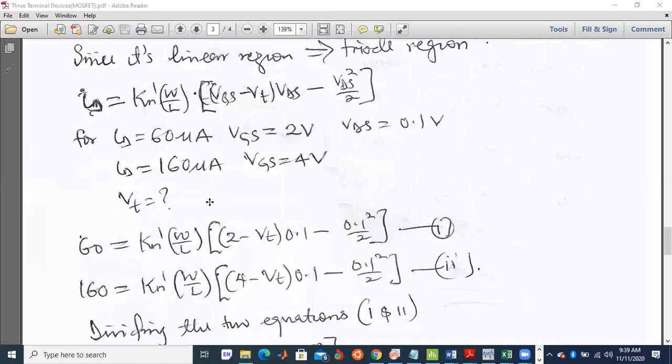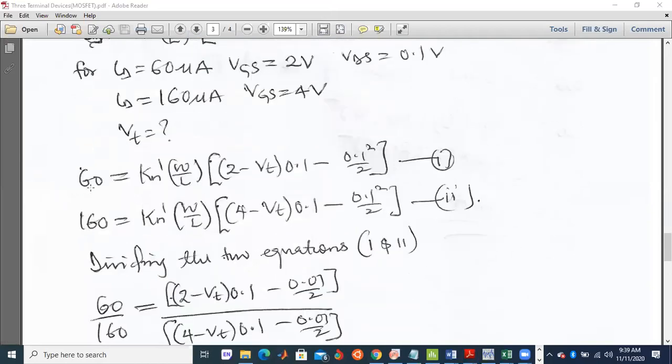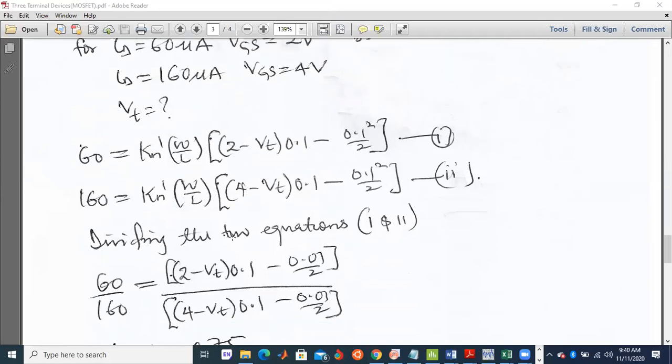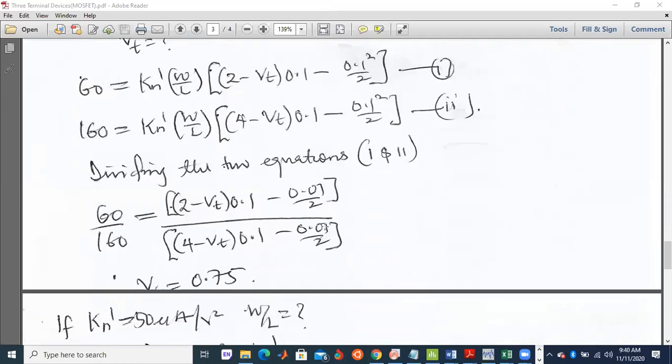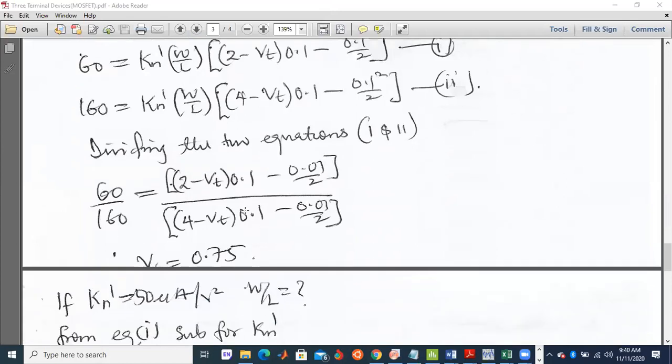Okay. So you substitute for 60 amps and 160 amps. We know VGS will be 2 and VGS will be 4. So from here, if you divide equation 1 by equation 2, you have this. Then from here, you do your mathematics. At the end of the day, we have our VT to be 0.75. This is the value of VT.